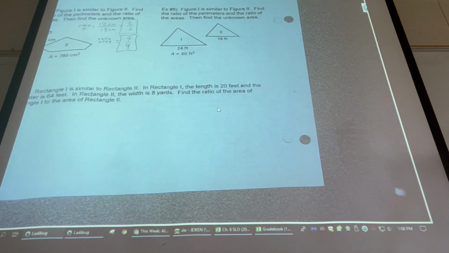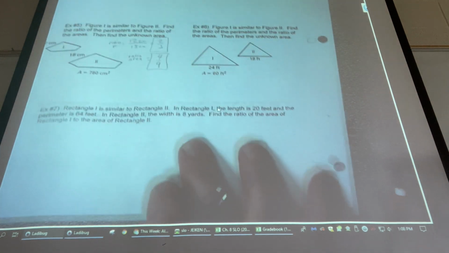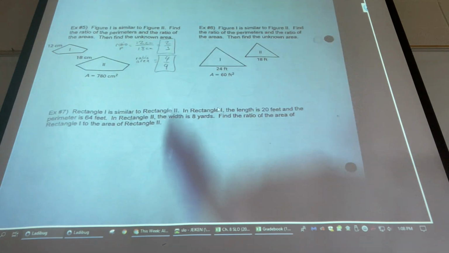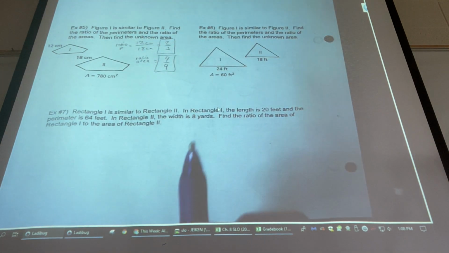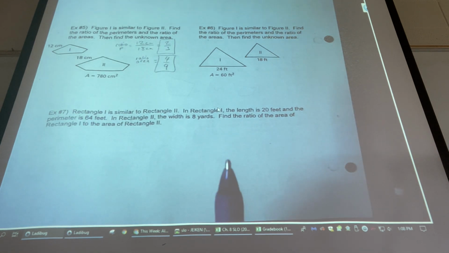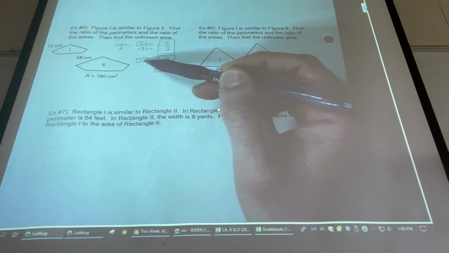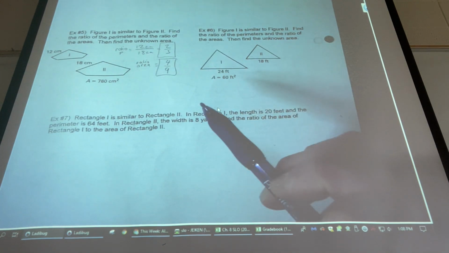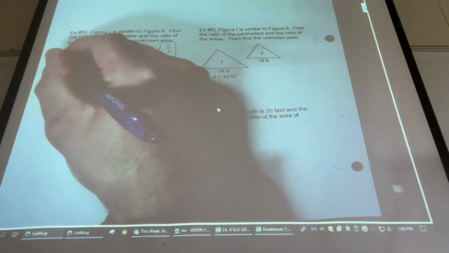Well, on 5, it looks like I've already got the ratio of the perimeters to be 2 to 3. Does everybody get this, that if they're asking for the ratio of perimeters, you only need to do the sides and reduce it? Because if you do the perimeters and reduce it, it's going to be the same thing. Is everybody with me on that? Yeah. But areas, not so. You want to square them. But this was asking to find the unknown area. So they're wanting this area right here.